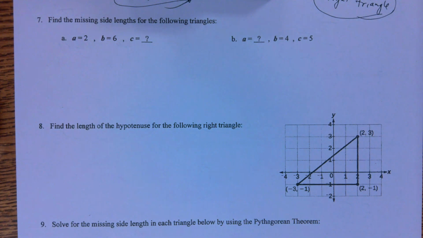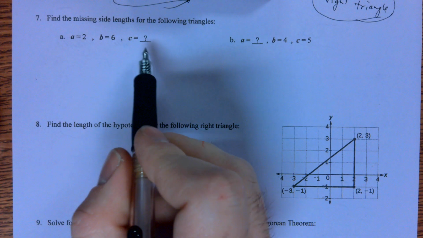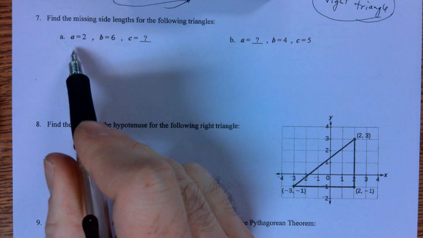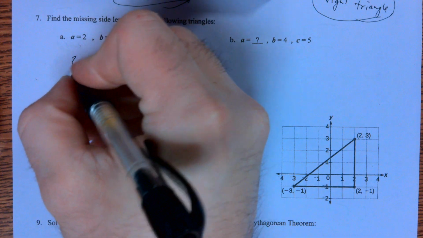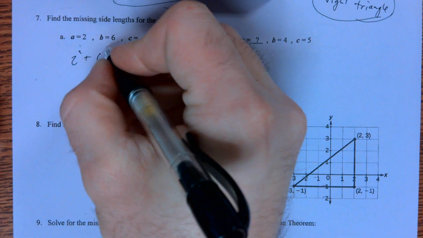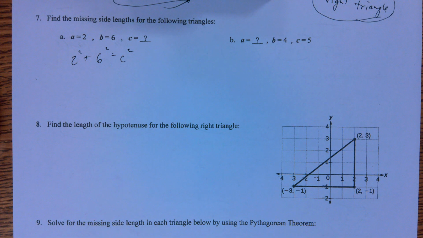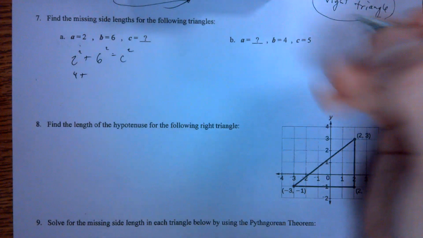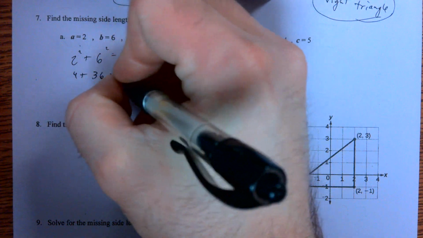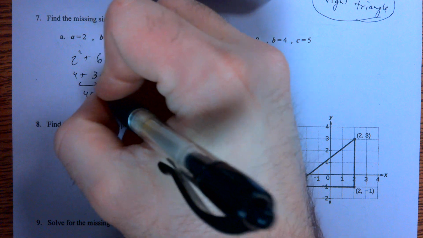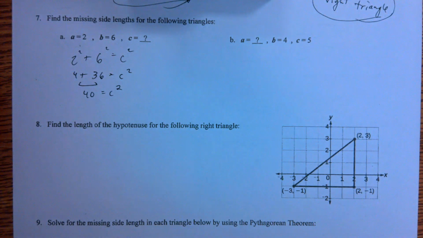Number 7, we're going to use the Pythagorean theorem to find the missing side length. This is nice because it tells me that I don't know what c is. So if I plug 2 in for a, 6 in for b, and now I'm going to have to solve for c. It's nice and simple, quick, easy setup. 2 squared is 4. 6 squared is 36. Add those together and I get 40. Right?